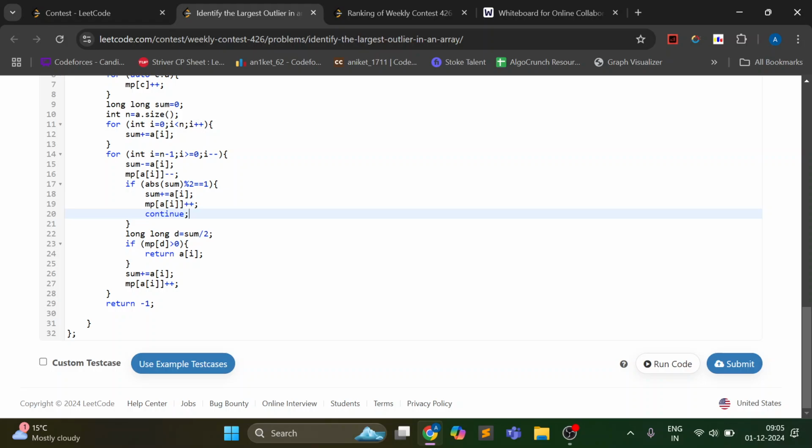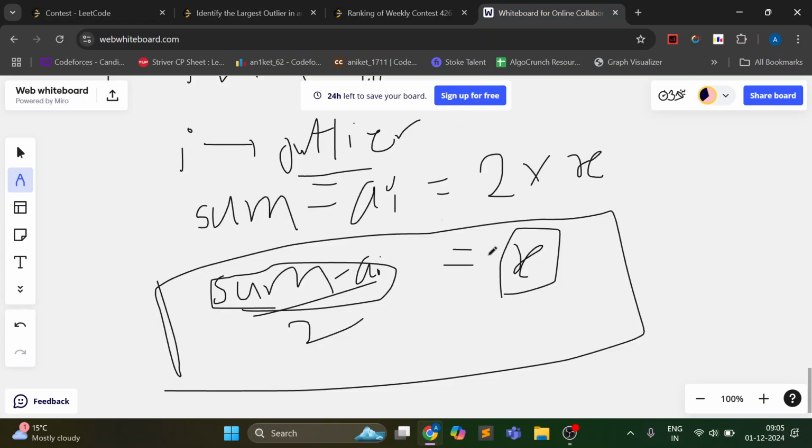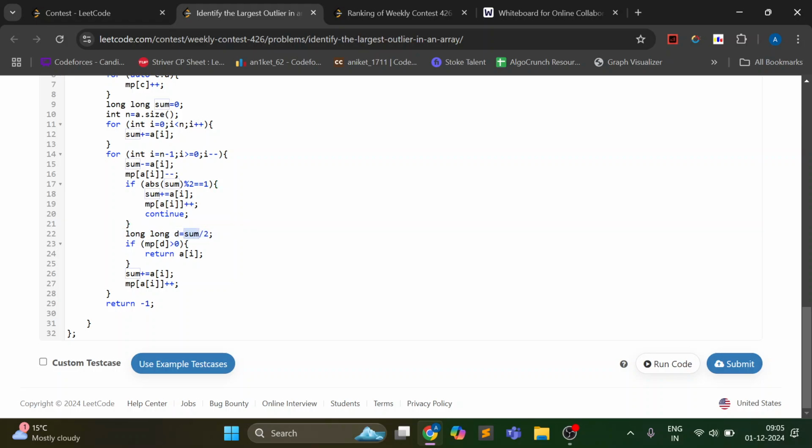If the sum is even, then what would be our x? x would be sum by 2. Now I'm checking if there is such an element in our array by just checking its frequency. Now why did I do this? Because I shouldn't consider the outlier as that element itself. So to handle that, I'm decrementing the outlier's frequency.